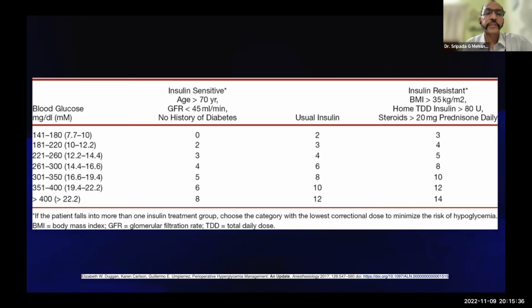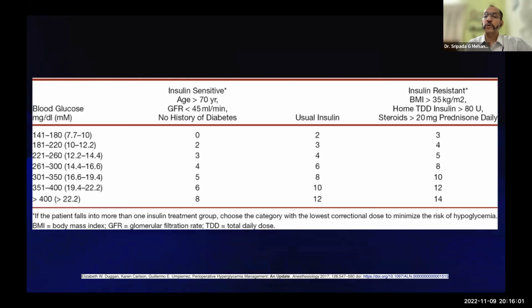Here is another scale available. It is simply divided into the normal usual patient and patients at the extremes, like those aged more than 70 years or with GFR less than 45 ml per minute, because the metabolism of insulin depends on the kidneys. In these patients, insulin has a longer duration of action, so we need to taper the dose. At the other extreme, there are people who are resistant to insulin, where we have to give a higher dose.